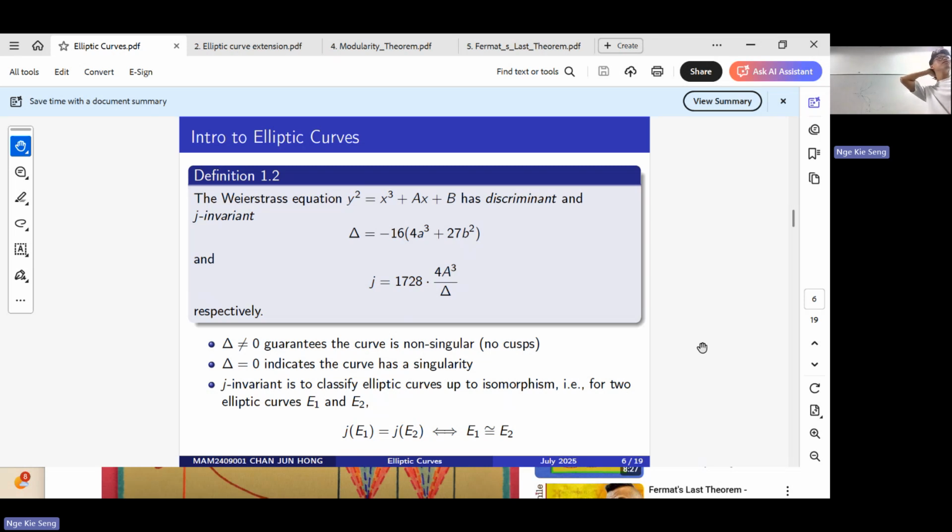Let's try to classify the curves using j. Oh, I think for the j-invariant, later on for the proof of the modularity theorem, it will be important to classify the elliptic curves that are isomorphic to each other to be the same, so that there are fewer things to study.